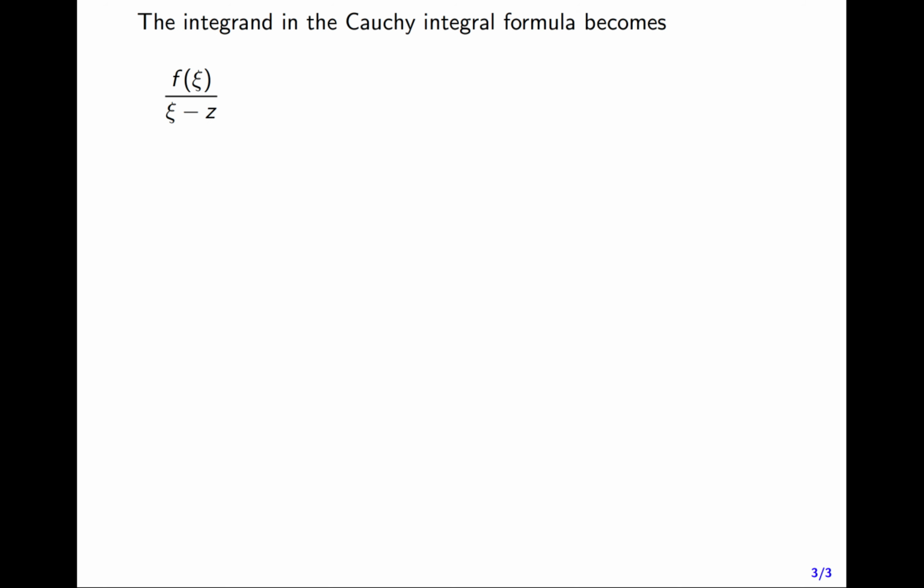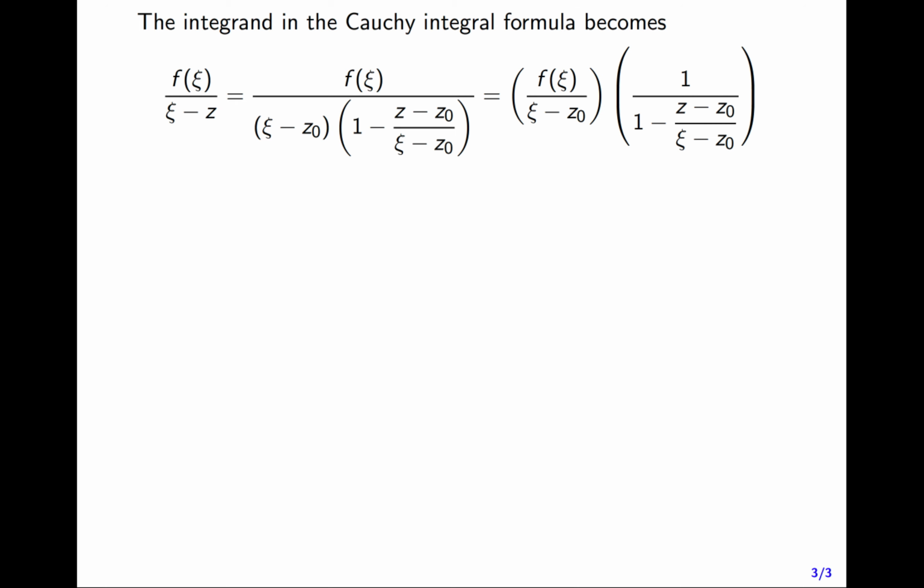Now, let's look at the whole integrand from the Cauchy integral formula. I had f of c divided by c minus z, and that I rewrote as f of c divided by c minus c0 times 1 minus (z minus c0) over (c minus c0). And that I can factor just a little as f of c divided by c minus c0 times the big fraction 1 divided by 1 minus (z minus c0) divided by (c minus c0).